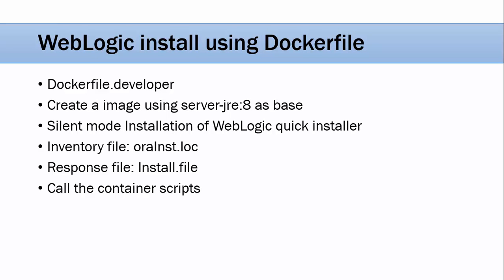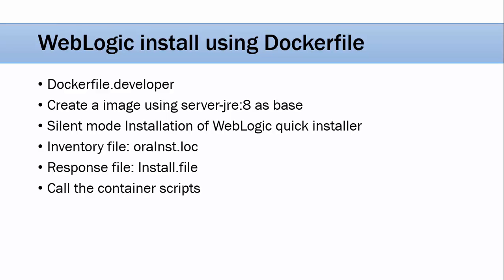To do this, while building the image itself, we can write in a Docker file. So here in the Oracle WebLogic downloaded source code, we are able to see dockerfile.developer. Using that Docker file, it is going to construct the WebLogic installation image, and you are going to use the base as a server JRE8, and it is going to install WebLogic in silent mode installation.